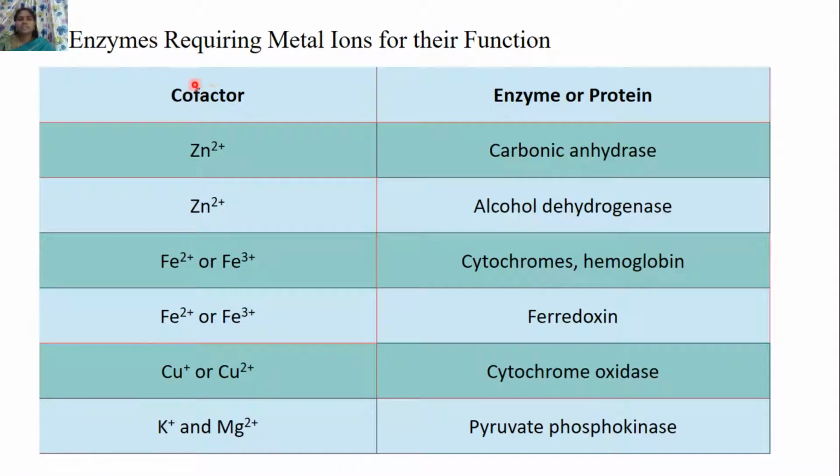Here I have listed the metal ions which are required by some enzymes. Zinc acts as a cofactor for carbonic anhydrase and also for alcohol dehydrogenase. Iron is a cofactor for cytochromes and hemoglobin, and also for ferredoxin. Copper is a cofactor for cytochrome oxidase, which is present in the electron transport chain. Potassium and magnesium are cofactors for pyruvate phosphokinase.